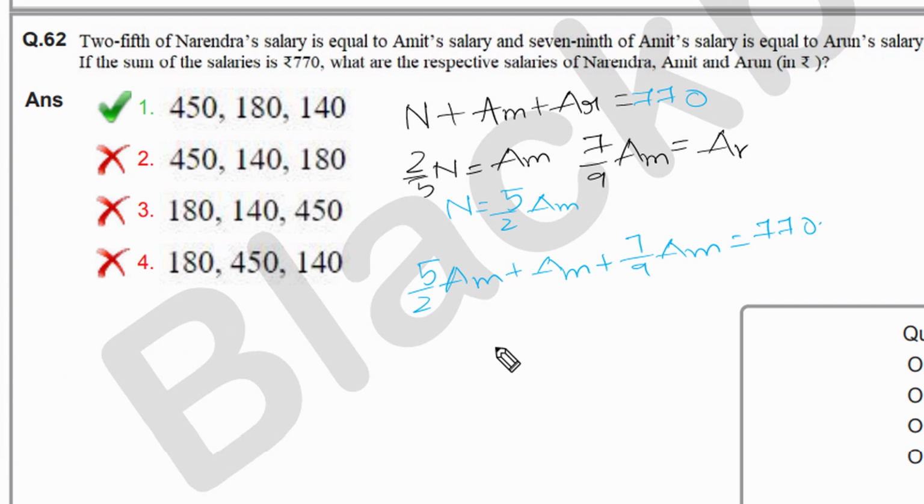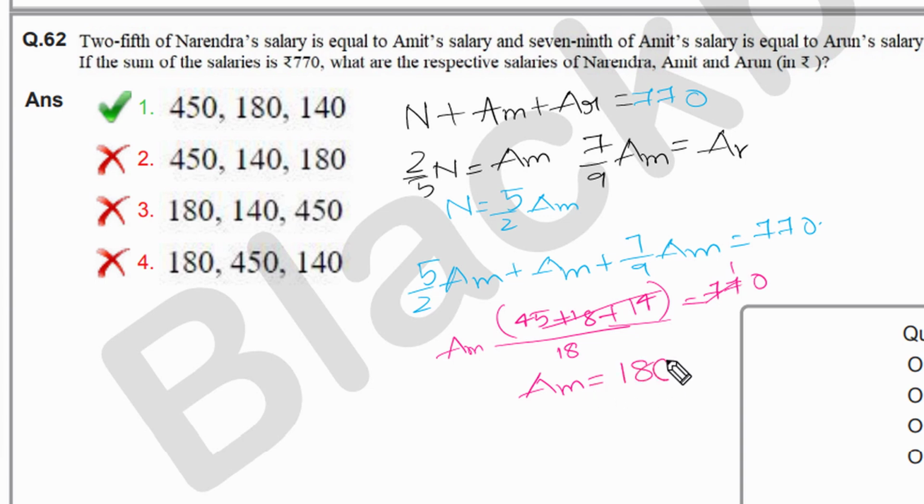Now, if you take LCM, we get 18. Just take Amit common, then 9 5s are 45 plus 18 plus, now what do we get here, 7 2s are 14, becomes 770. So I'm assuming something will cancel here. So 45 plus 18, 63, 77. Okay, we got 77. That's lucky. 77 ones are 10s are. So Amit's salary becomes, or share becomes 180.